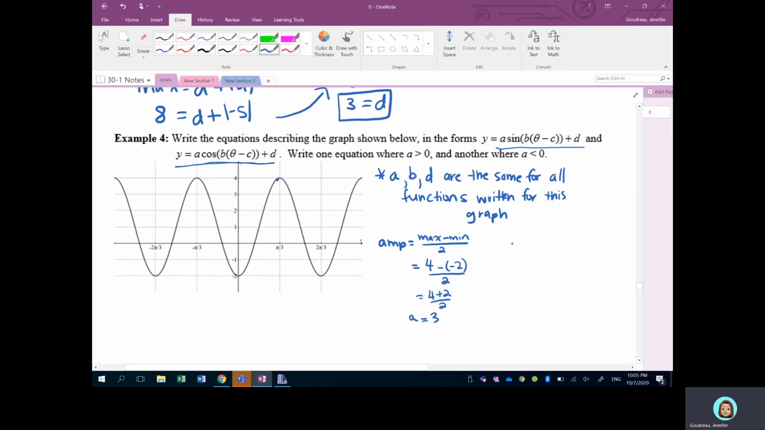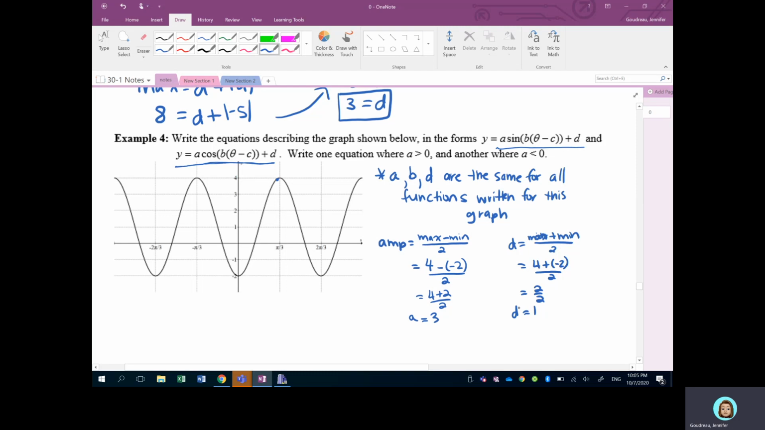Our vertical displacement D, we actually have another little formula for D. Since D is the midline, it's kind of like the average. So we can go maximum plus the minimum divided by 2, which is 4 plus -2 divided by 2, which is 2 over 2, which is 1. So our D value is 1.